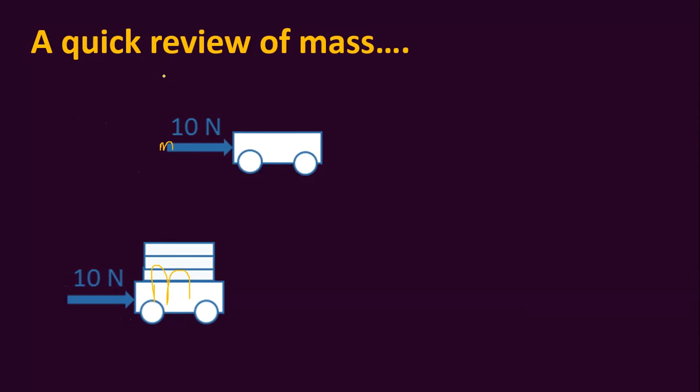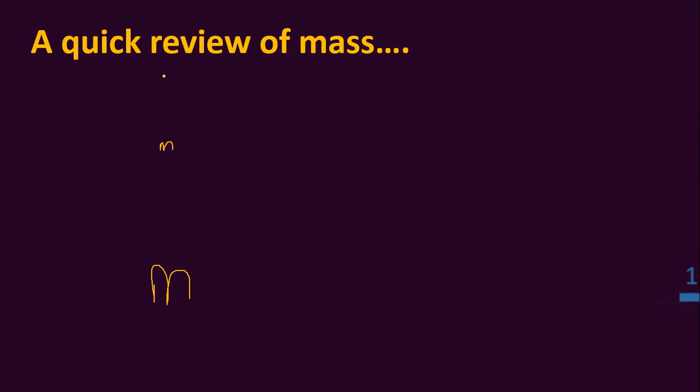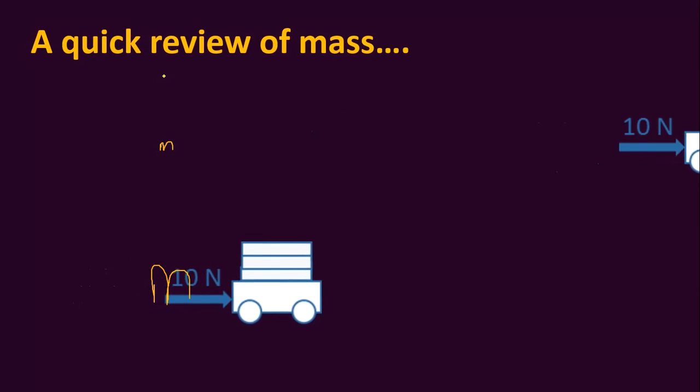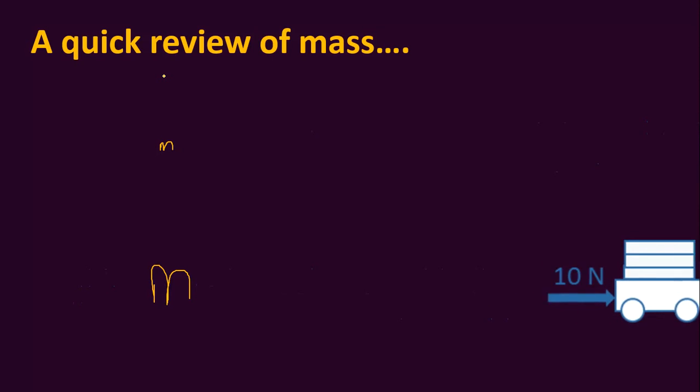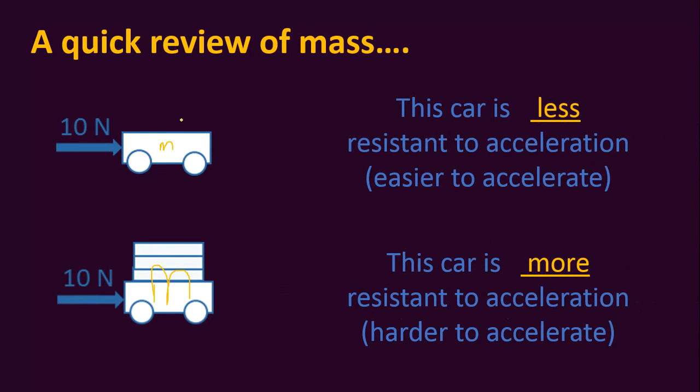As we can see, both carts accelerated because they were both experiencing an unbalanced net force, but the way they accelerated was a little bit different, and that was caused by the mass. This less massive cart was less resistant to acceleration, or it was easier to accelerate, but the cart with more mass was more resistant to acceleration. It was harder to get this larger cart to speed up.